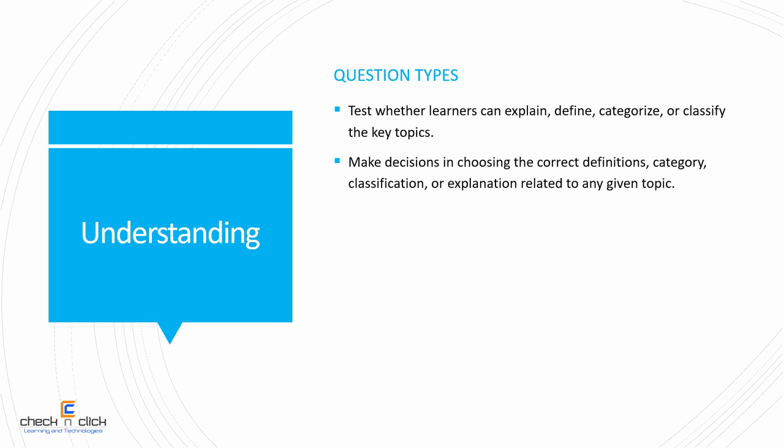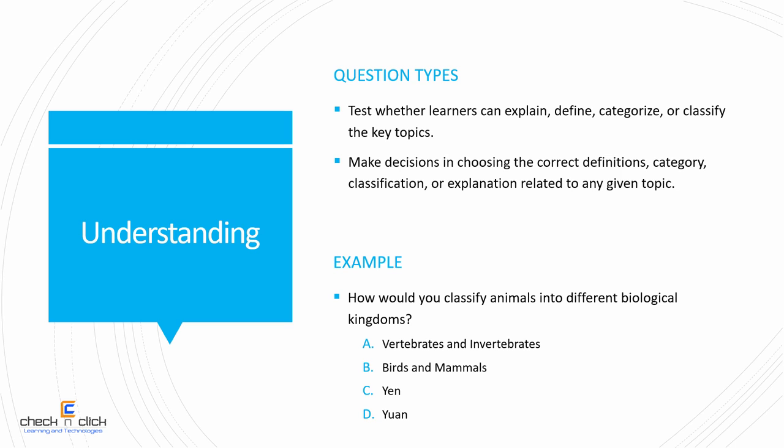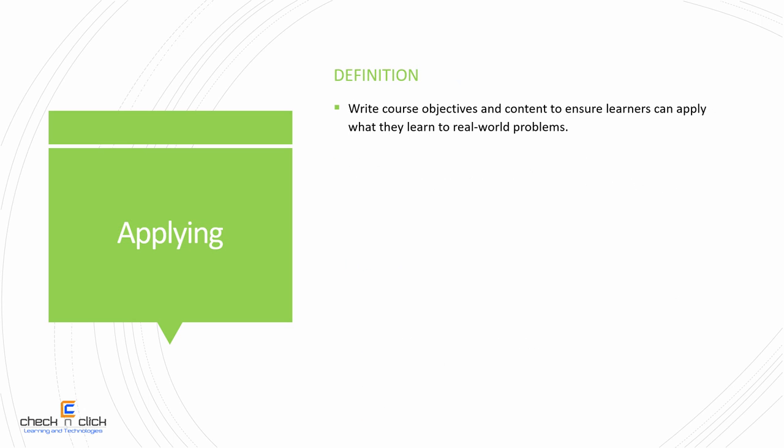Such questions should evaluate whether the learners can make decisions in choosing the correct definitions, category, classification, or explanation related to any given topic. For example, the question shown on the screen asks learners to choose the correct classification of animals into different biological kingdoms. The next level in the new Bloom's hierarchy is applying.